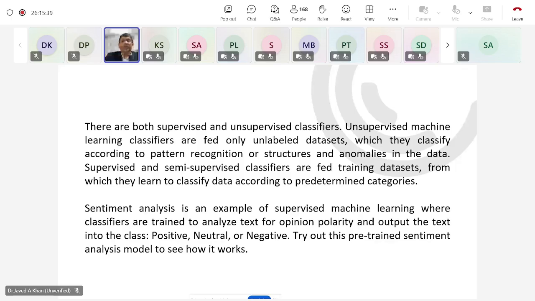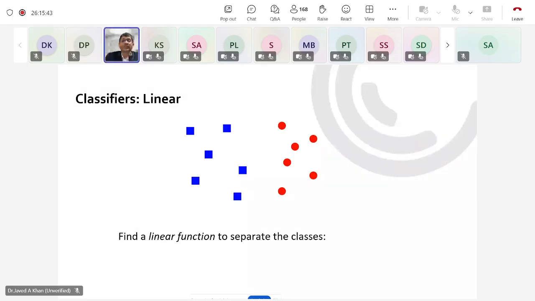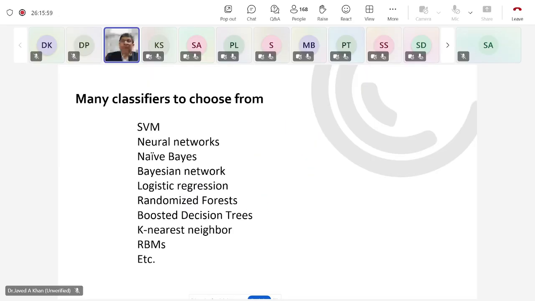There are various functions, that is linear function, regression function, and so on. These are examples of how to categorize the data. Next one. This is the signum function we are using here.